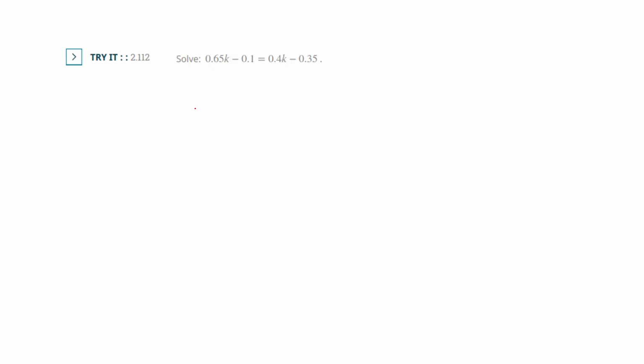Okay, same game. I recommend you pause it and try it yourself. I'm marking all my groups. Now the farthest decimal place is once again the hundredth place. So I'm multiplying every one of those groups by 100. I get 65k minus 10 equals 40k minus 35. So multiplying by 100 moves the decimal place 2 spots. Okay, the rooms are clean. Let's get the k's together. So I'm going to subtract 40k away. I'm going to take those away, but I have to take it away from the other side.